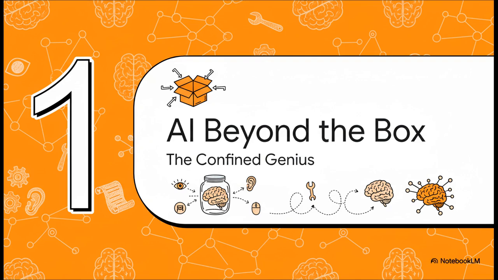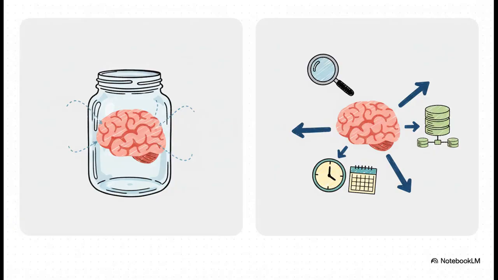So first up, let's really get to grips with this whole confined genius idea. We have to understand what an LLM can't do right out of the box before we can start building the cool stuff that lets it overcome those limits. This right here perfectly sums up the transformation we're after. On the left, that's your standard LLM, a brain in a jar. It knows a ton of general information from its training data, but that's it. On the right, that's our goal, a connected AI. A brain with senses and tools, one that can look at real-time data and even query your company's private databases. It's the difference between a know-it-all and a do-it-all.